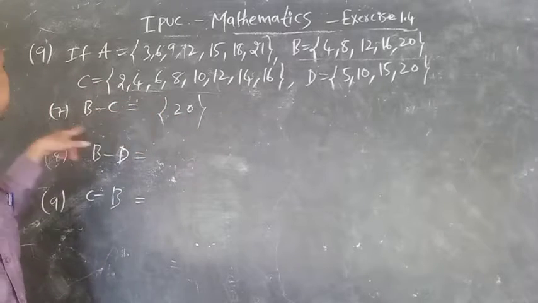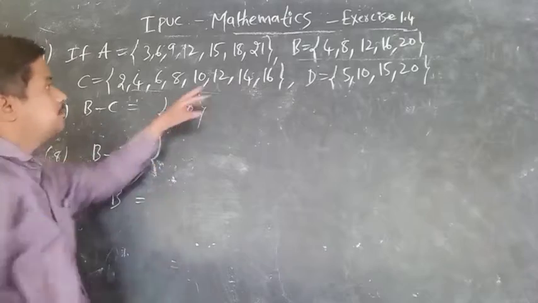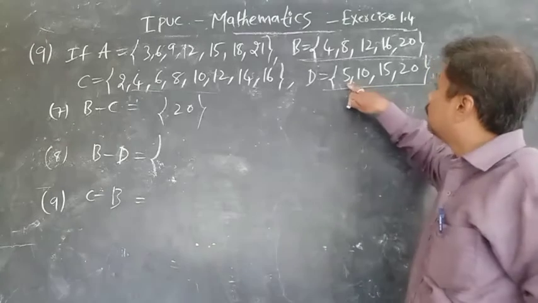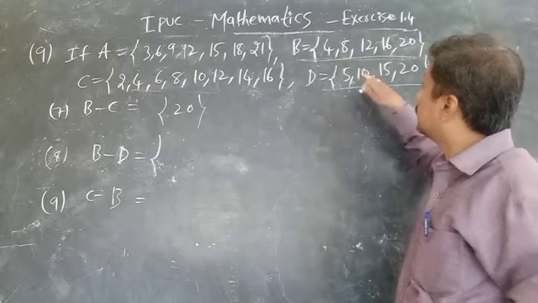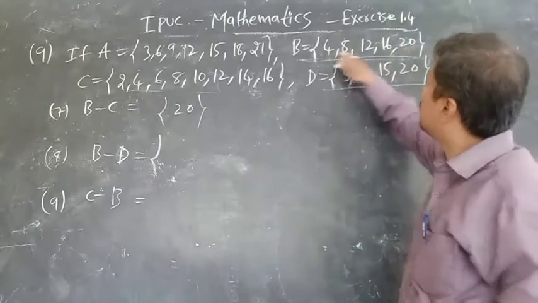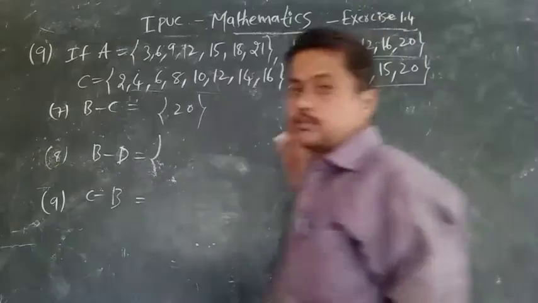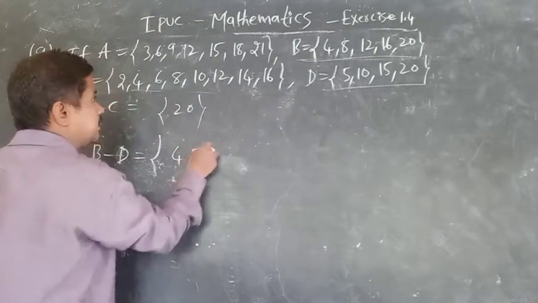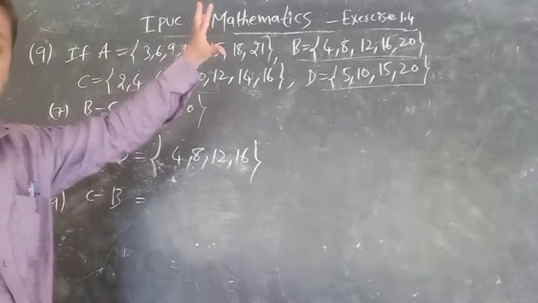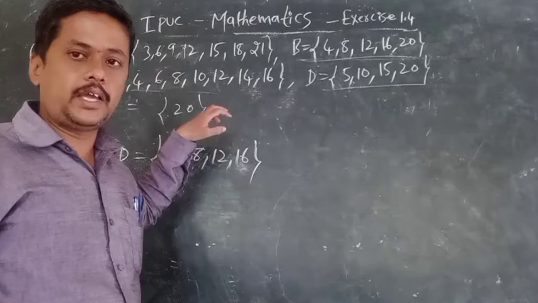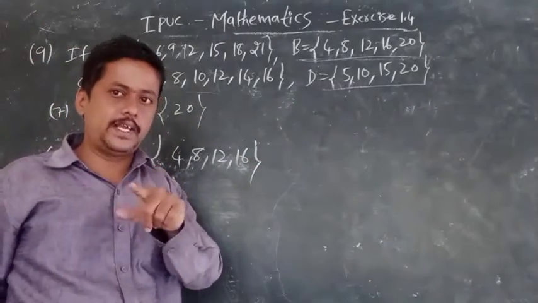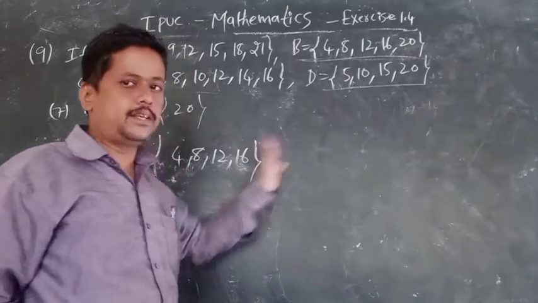Now, first B is there. Next B minus D. 5 is not there, 10 is not there, 15 is not there. 20 is there, so don't write 20. Write down all the remaining: 4, 8, 12, 16. By seeing only, we can easily write. Otherwise you are facing difficulty. So write down the sets, cancel, and write.